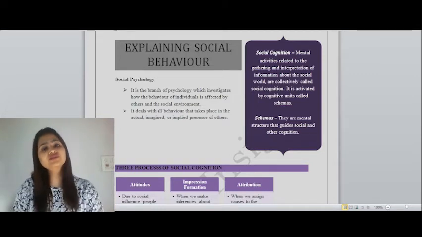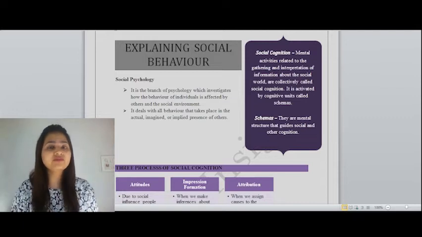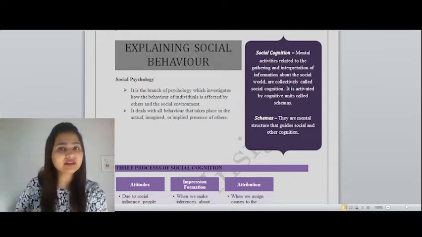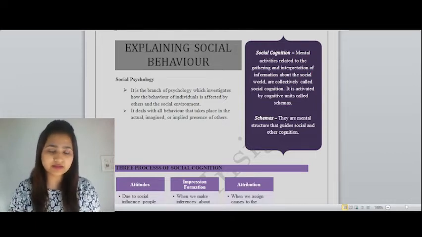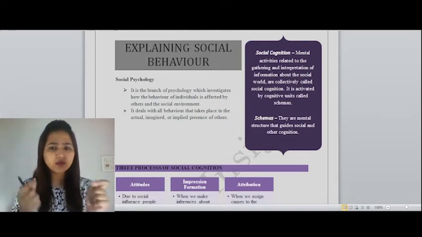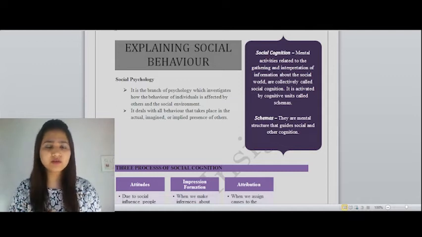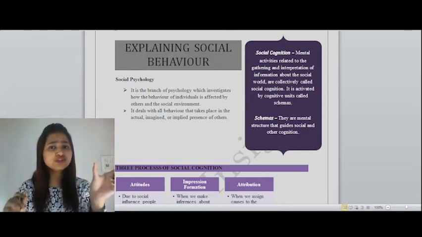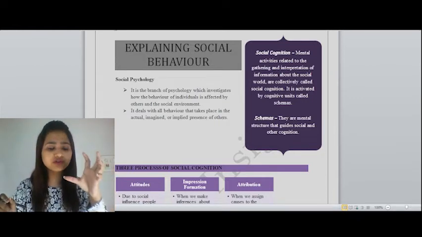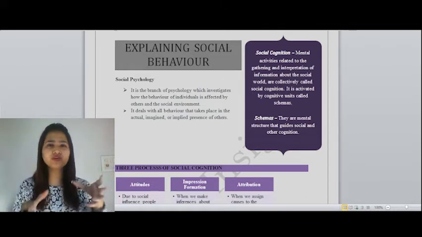So that is what social psychology deals with: the behavior of individuals and how it is affected by the social environment and the presence of the people around us. Very quickly, let's understand two terms before proceeding to the main part of the chapter: social cognition and schemas. Before getting into social cognition, let's recall what cognition is about.